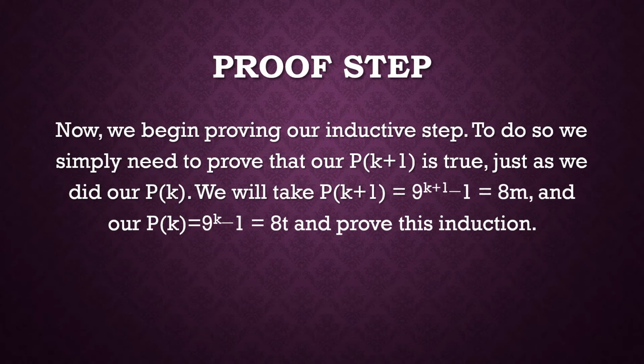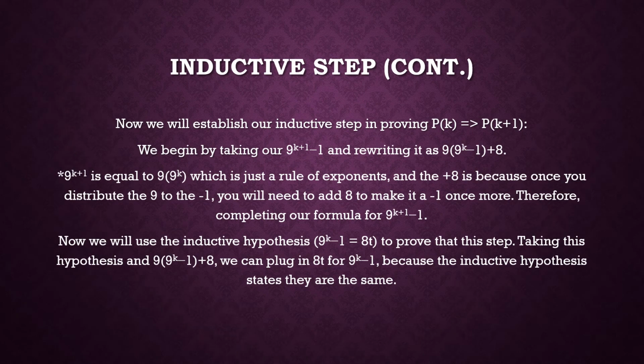Now we want to begin proving our inductive step for p of k plus 1 and p of k both being divisible by 8. To do so, we want to take p of k plus 1, which is also written in formula form as 9 to the k plus 1 minus 1 equaling 8m, m being any integer. I don't want to use similar variables in this case. And p of k equaling 9 to the k minus 1 equals 8t for any integer t. And I want to prove this induction step. So in this inductive step, it's a lot of algebra, so I'm going to try to break it down as much as I can, I'm sorry.